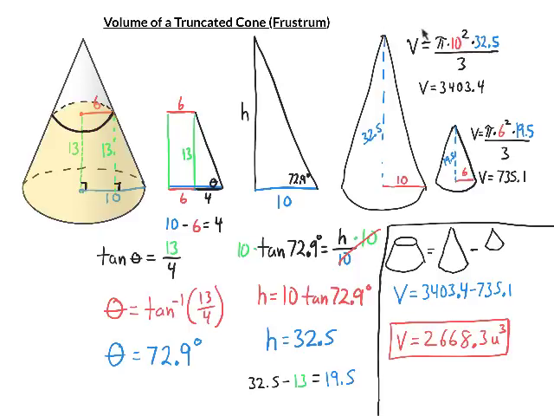So we simply use the formula for a cone to calculate each one. And then right here we have the big cone minus the small cone, and that right there would be the volume of the frustum, or truncated cone.